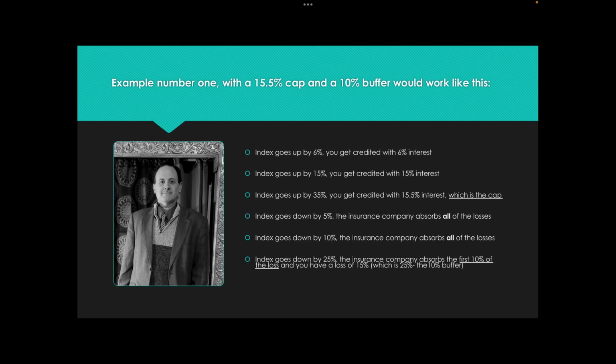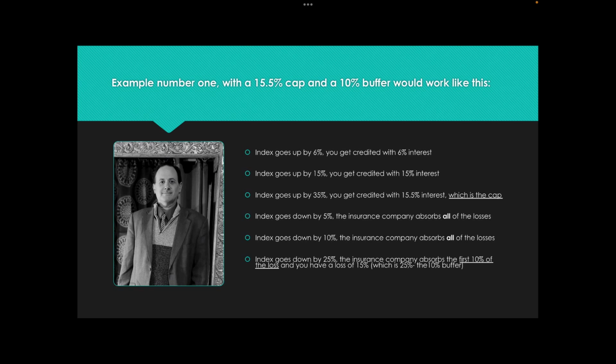Example number 1 with a 15.5% cap and a 10% buffer would work like this. If the index goes up by 6%, you get credited with 6% interest. If the index goes up by 15%, you get credited with 15% interest. However, if the index goes up by 35%, you get credited with 15.5% interest, which is the cap.